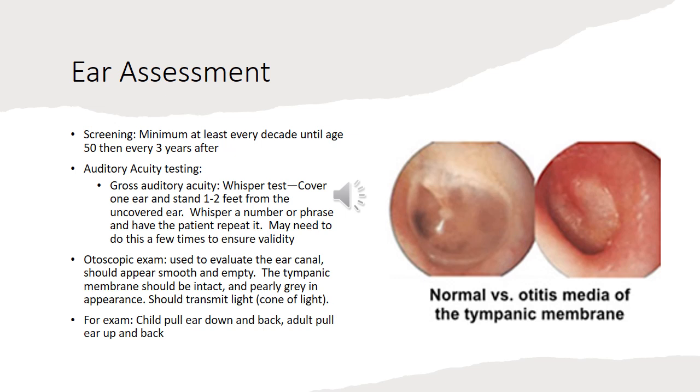The ear assessment should include screening, and screening should be at least every decade until age 50, and then after that every 3 years. Auditory acuity testing should also be performed. Use an otoscope to examine the ear itself. The ear canal should appear smooth and empty. The tympanic membrane should be intact and pearly gray in appearance, and it should transmit light as well. For an exam of a child, you should pull the ear down and back. To examine an adult, you should pull the ear up and back.